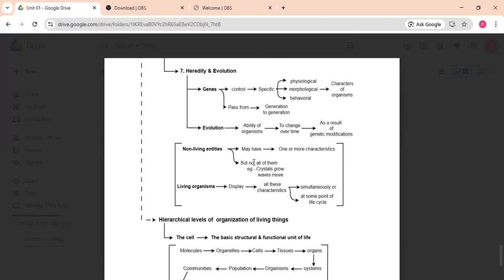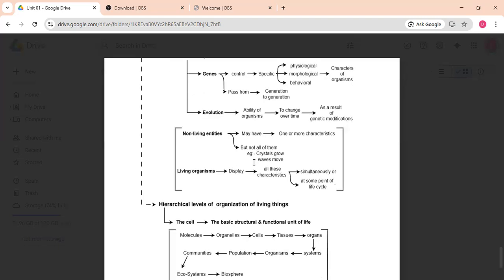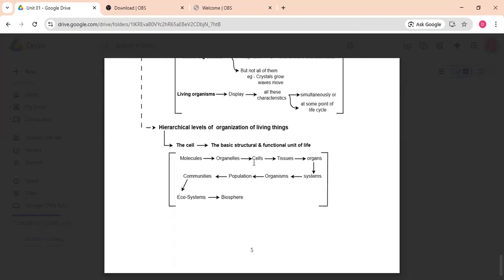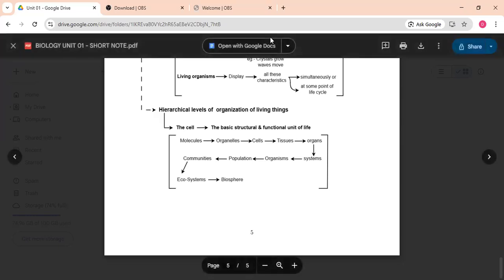Non-living entities may have one or more characteristics, but not all of them. For example, crystals grow, waves move. But living organisms display all these characteristics simultaneously or at some point of the life cycle, right? Then hierarchical levels of organization of living things. The cell is the basic structural and functional unit of life. What are the hierarchical levels? Molecules, organelles, then cells, tissue, organ, systems, organisms, population, community, ecosystem and biosphere. That's what we have done today.